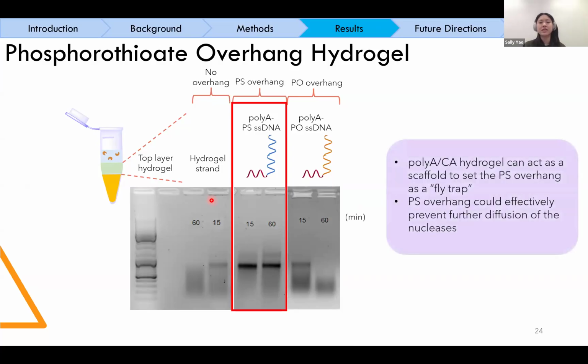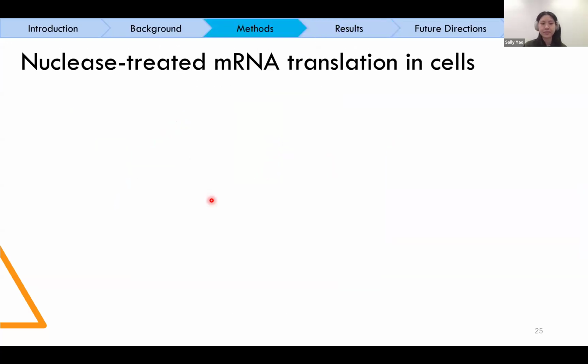And this is the first evidence showing that our poly-ACA hydrogel can act as a scaffold to set the PS overhang as a fly trap for nucleases to capture them, and we can better protect mRNA in the bottom layer of our hydrogels. It's also another evidence showing that PS overhang can effectively prevent further diffusion of the nucleases because they act like a fly trap.